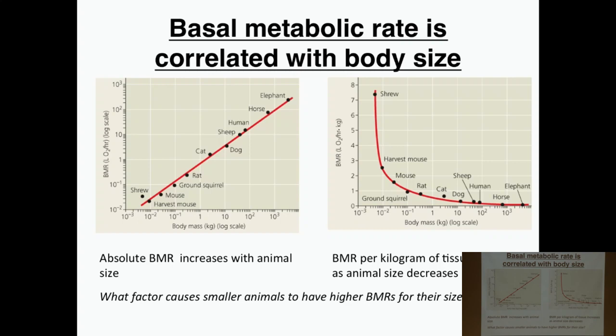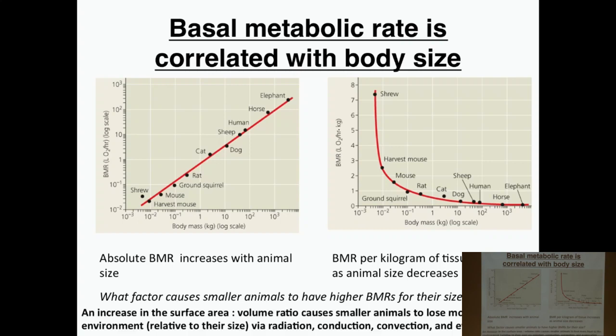So I'm hearing a couple of people say it, the surface area to volume ratio, yes. So an increase in the surface area to volume ratio, that's going to be smaller animals will have a greater surface area for their volume. This causes smaller animals to lose more heat to their environment relative to their overall size by radiation, conduction, convection, and evaporation.